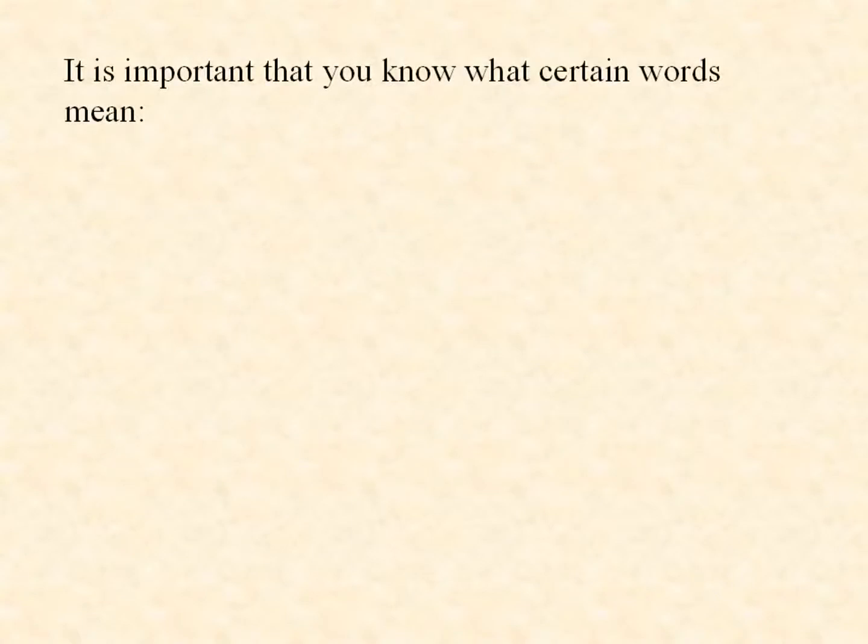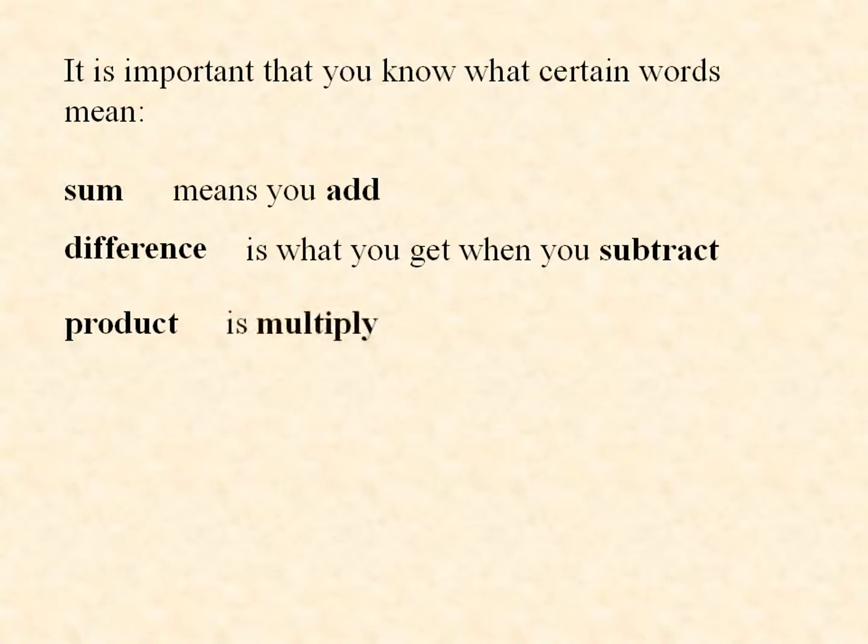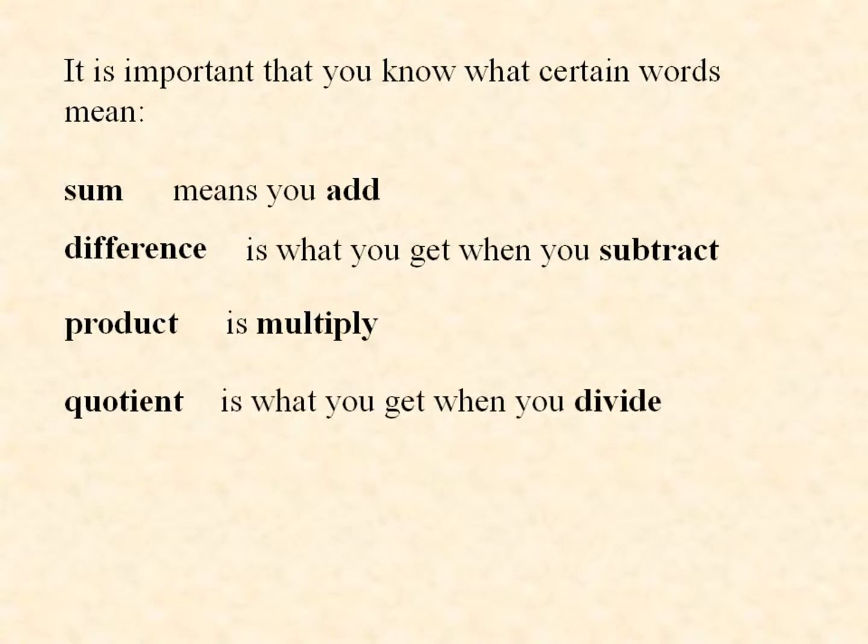It is important that you know what certain words mean. We've seen these many times before. Sum means you add. Difference is what you get when you subtract. Product means you multiply. And quotient is what you get when you divide. Here are some examples. We will translate the phrases into algebraic expressions.